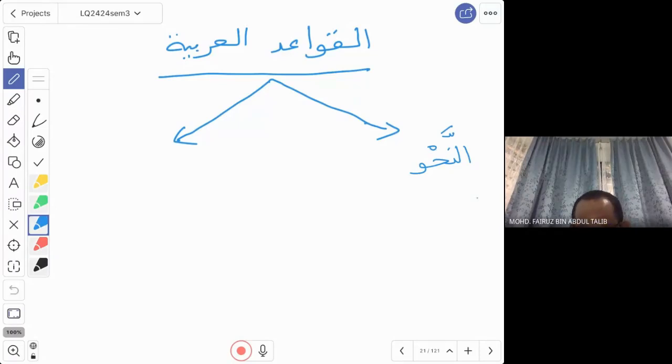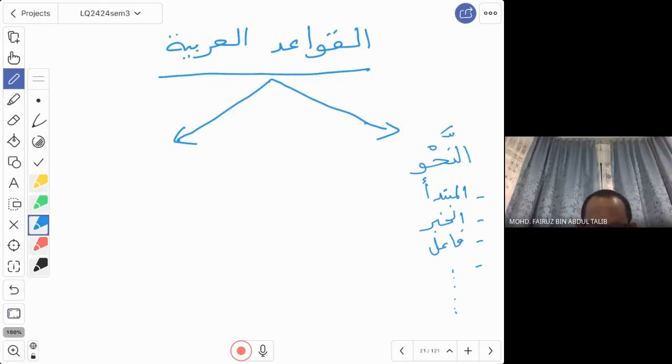The topics covered in an-nahu, as I have mentioned just now, are such as al-mubtada, the subject. You have also learned al-khabar, the predicate. You have also learned fa'il, the doer, and so on. So these are the topics of an-nahu. We want to form correct sentences.